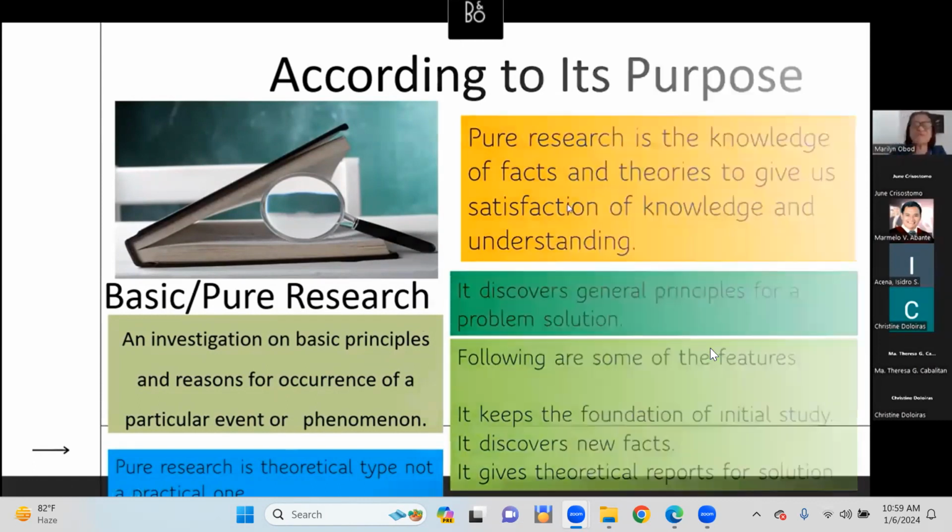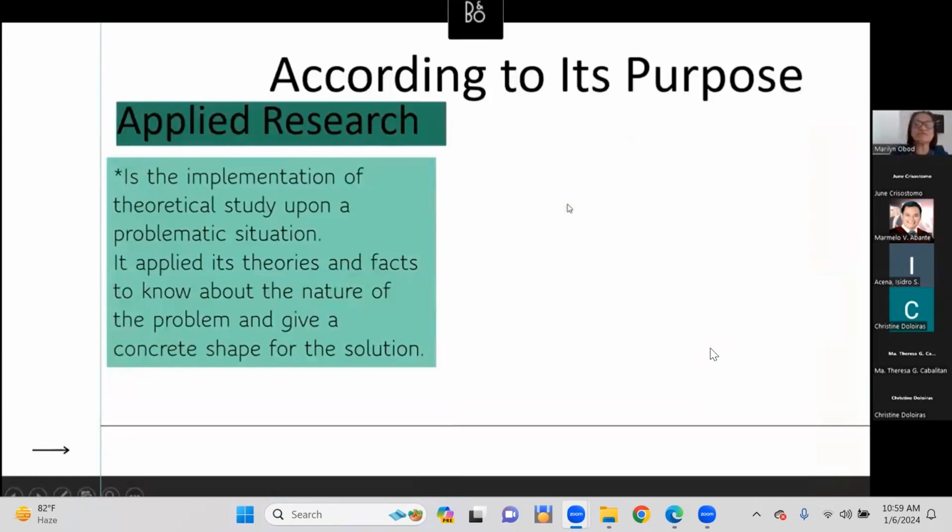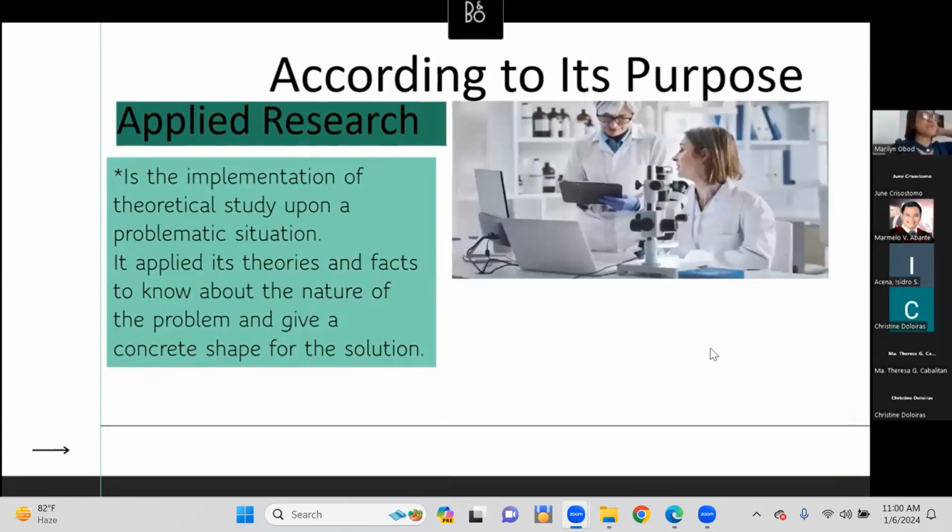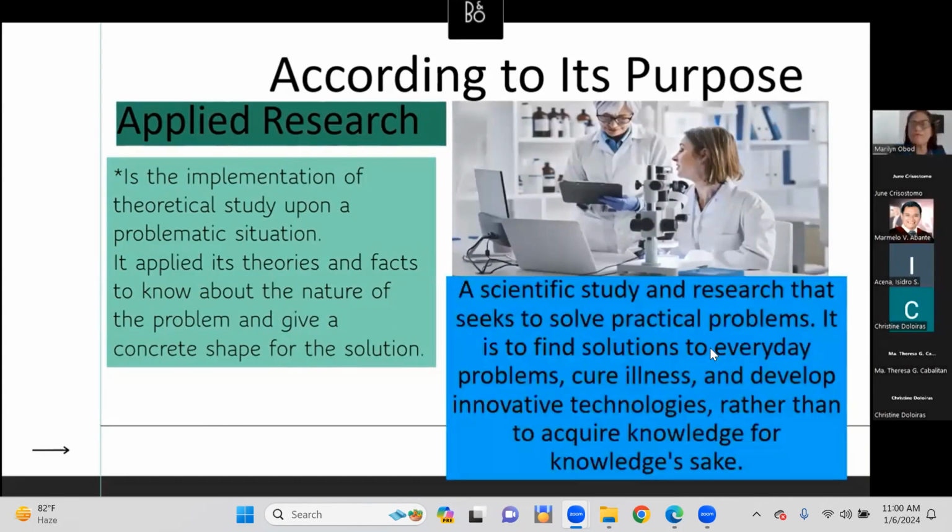Okay. Yan. And then, according to purpose, it can be applied research. Usually, sa thesis ng mga nasa MAED, applied. Okay. It is the implementation of theoretical study upon a problematic situation, applying its theories and facts to know about the nature of the problem, and give concrete shapes for the solution. Pero nakita ko sa MBA, pwede rin kayong mag-applied research. Okay po. Apply nyo yung 4Ps, marketing strategies, may nabasa akong ganun eh. Okay. So pwede nyo yun gawin ninyong theoretical framework.